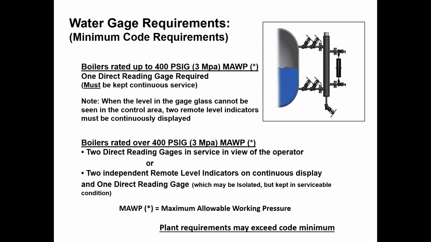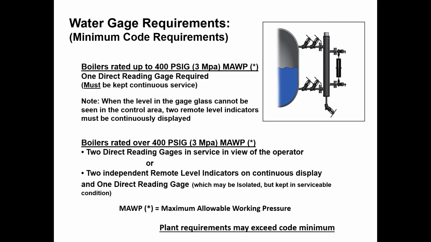Section 1 requirements, and I'd like to point out minimum requirements because a bit later I'm going to show you illustrations of how some plants install more than the minimum on the boiler in order to guard themselves against a single instrument breakdown for maintenance and still be able to be in compliance to operate that boiler safely.